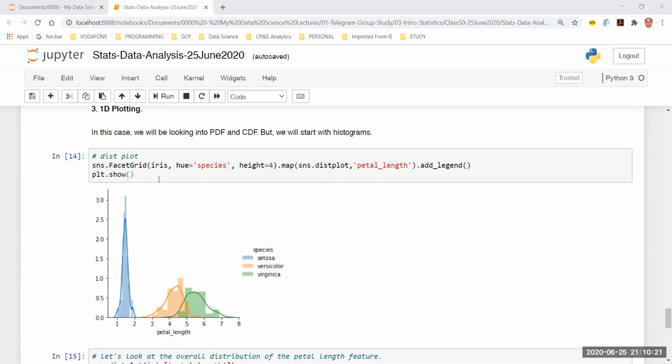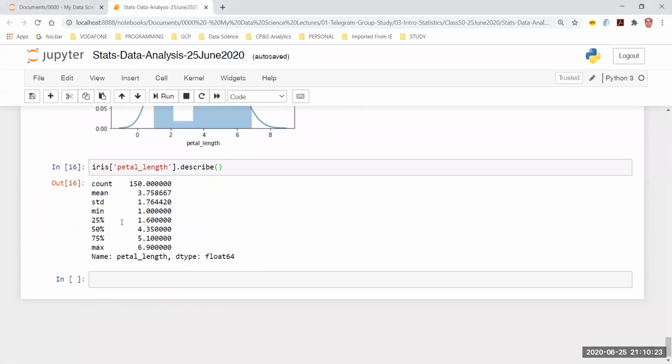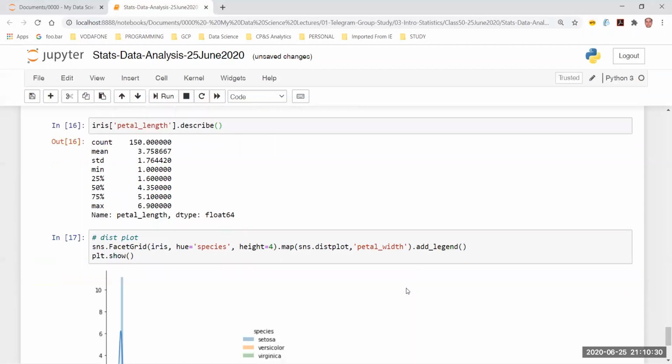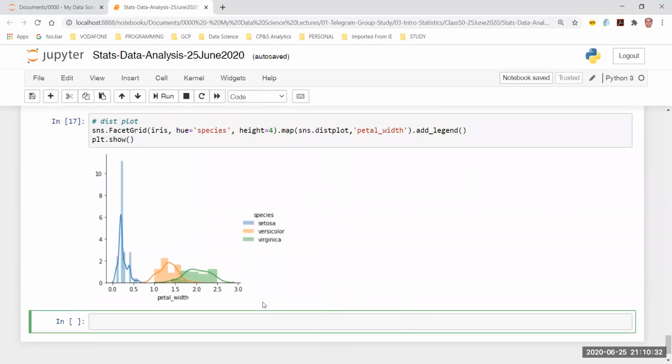Similarly, I will do copy paste. I'm really good at doing this. I'll come over here, petal length, and I'm going to see petal width. Here also, I see a very good kind of demarcation, but now the demarcation between versicolor and virginica is doubtful, my friend. Now this is doubtful.